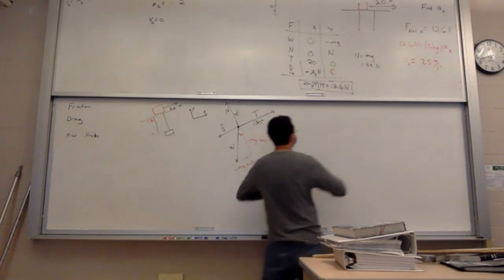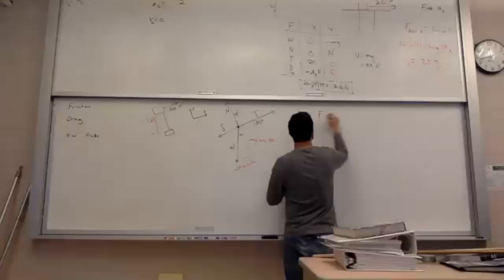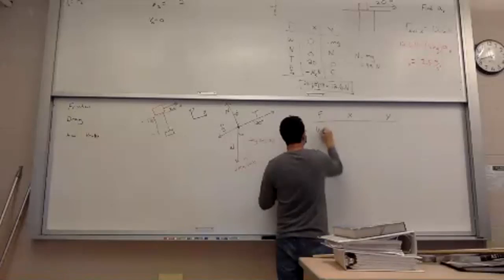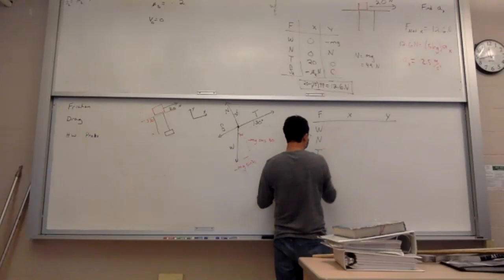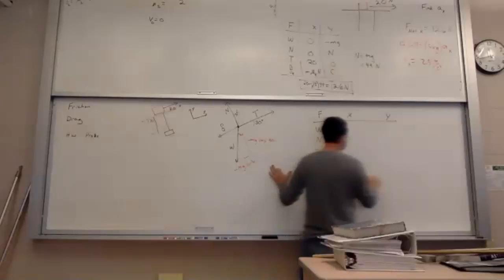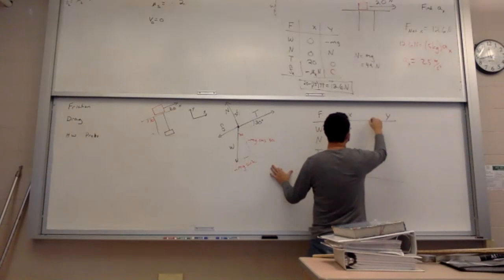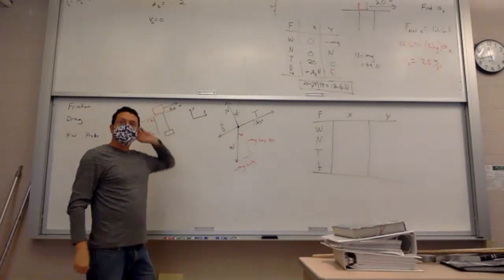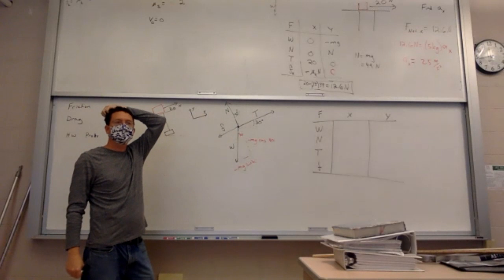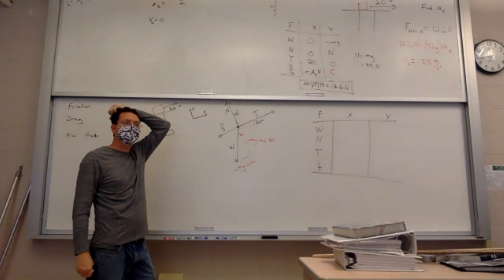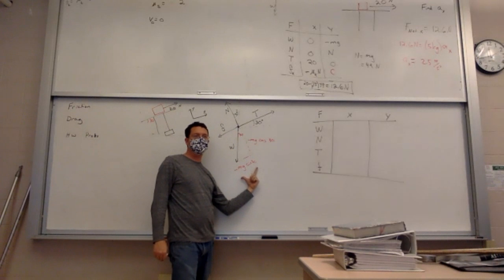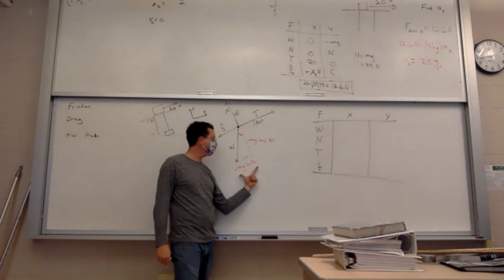Now, let's draw my force diagram. Forces, X and Y. I have weight, normal, tension, and friction. In the X direction, does the weight point in the X direction? Yeah. Because the X direction is parallel to the ramp, there is a component of the weight which is parallel to the X direction. This is minus mg sine 30.